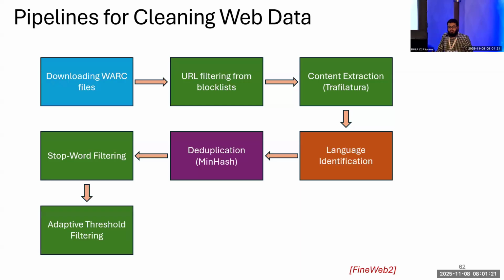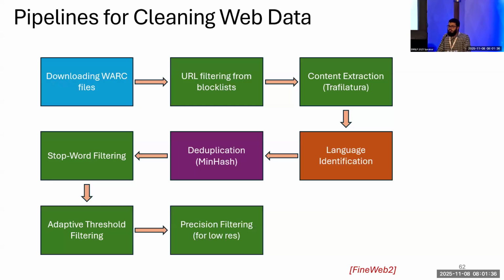Then we do some sort of threshold-based filtering. You can compute various statistics; I'll show some statistics in the next slide. And then if a document falls under that threshold, you can accept it, or else you can simply reject it.